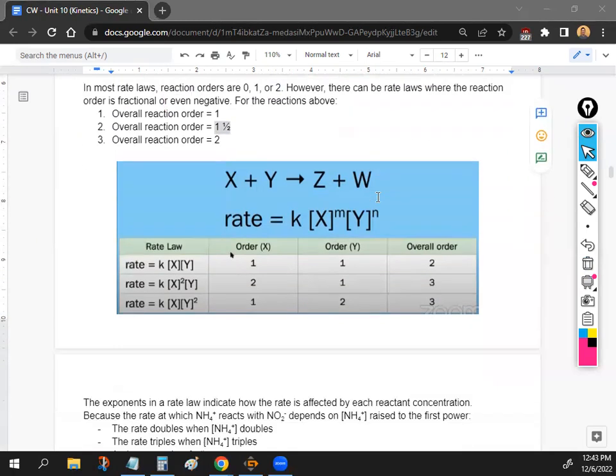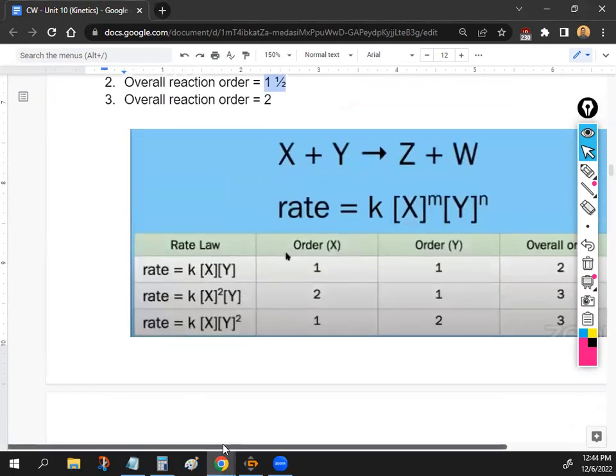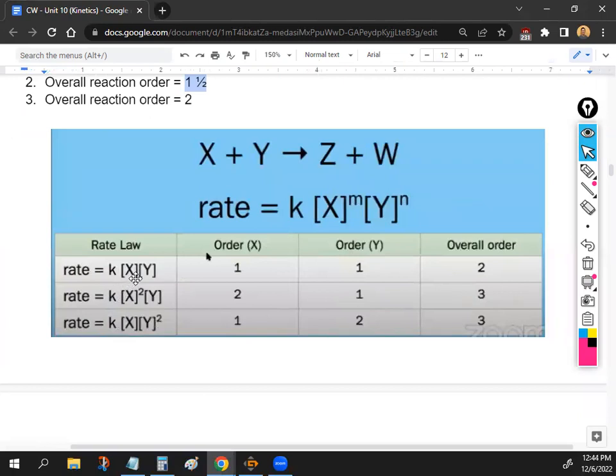All right, so you guys don't need to copy this table down. This is just kind of our way of bringing everything together. So let's say this is the rate law right here. I'm going to zoom in. Let's take a look at this first row. You guys can see that the exponent for x is 1. The exponent for y is 1. So this rate law is going to have an order of 2. Okay, it's going to be second order.